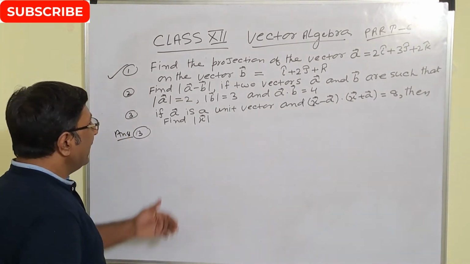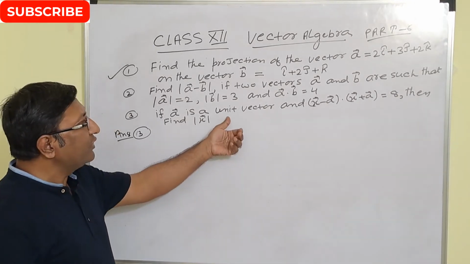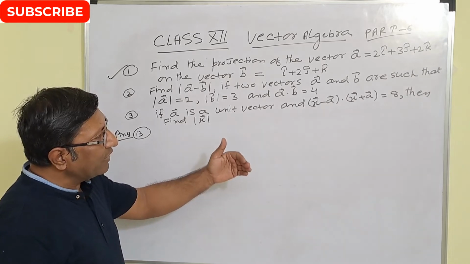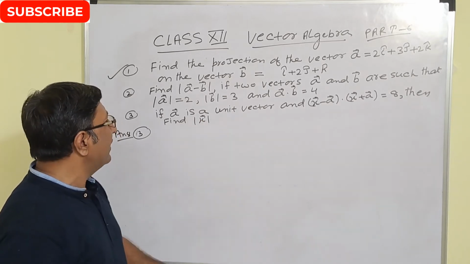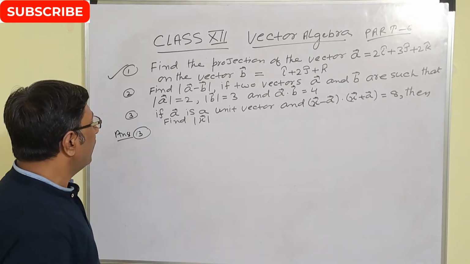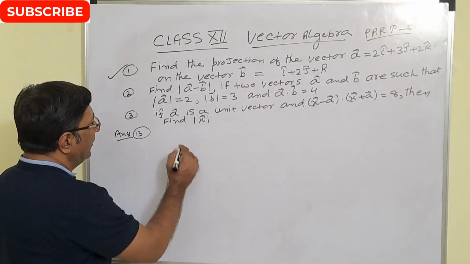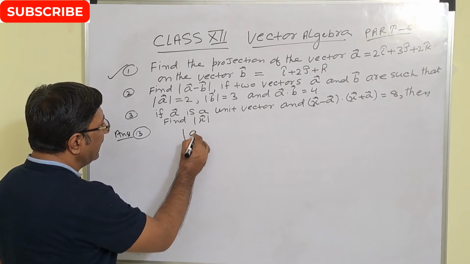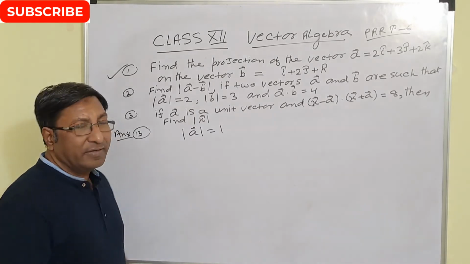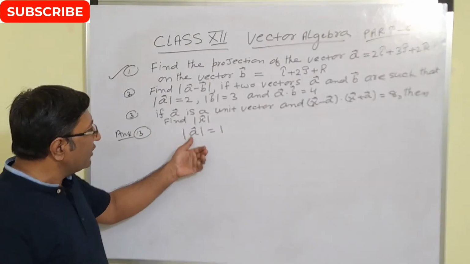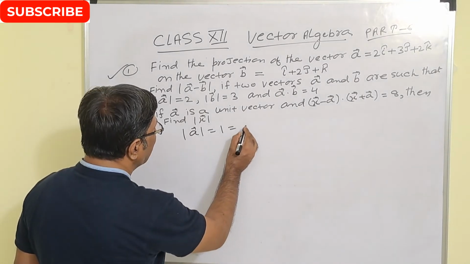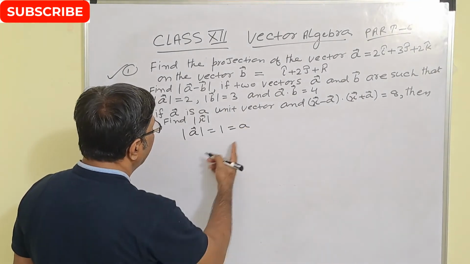What is the third question? If A vector is a unit vector and x vector minus A vector dot x vector plus A vector equals 8, then find the magnitude of x vector. So if A is a unit vector, you know what a unit vector means: the magnitude of a unit vector is 1. So the magnitude of A vector equals 1. That is, the value of A is 1.